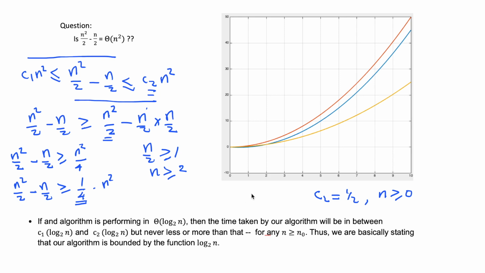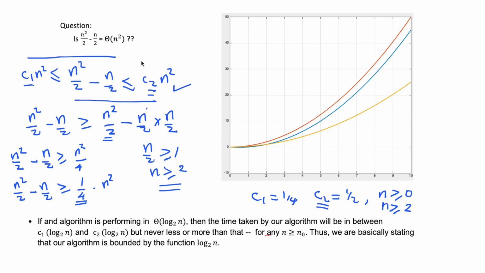Okay, so you can have the value of C1 equal to 1 by 4, and from this side of the equation you can see that the value of n should be greater than or equal to 2. That is, the value of n should be greater than or equal to 2. So we can conclude that when the value of n is greater than or equal to 2, this entire condition holds, and the value of C1 is 1 by 4 and the value of C2 is 1 by 2.